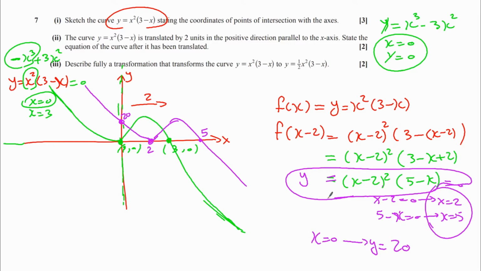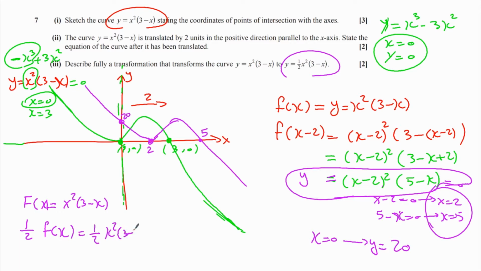So what is happening in here? We have f(x), which is equal to x squared times 3 minus x. If we look at the second part, we have half of f(x), which is basically half of x squared times 3 minus x. So we are basically timing the initial function by half.